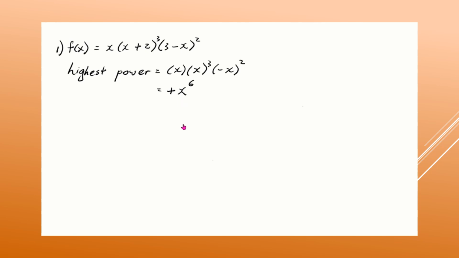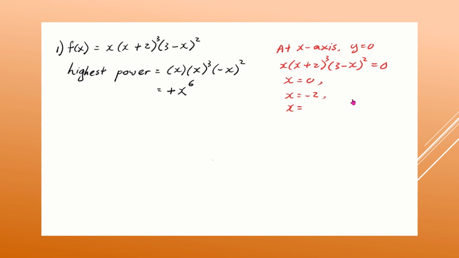Next we need to determine the values of x at the x-axis. At the x-axis we know that y is equal to 0. So x multiplied by x plus 2 power 3 multiplied by 3 minus x power 2 is equal to 0. From here the first x is 0, the second x is negative 2, and the third value of x is positive 3.